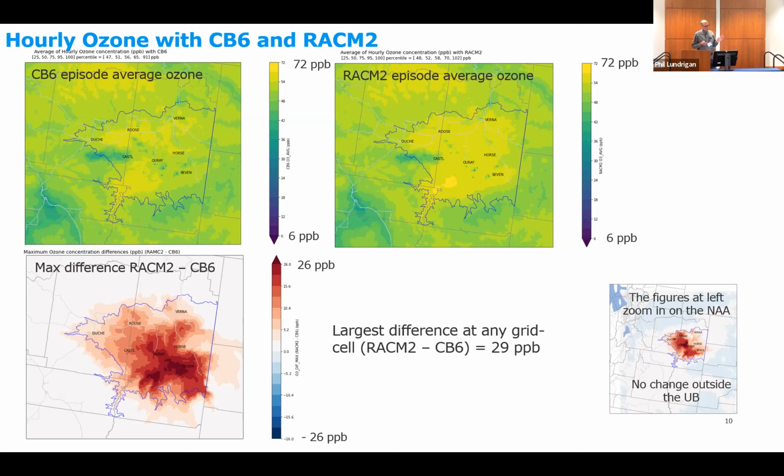The 2 figures at the top show the episode average hourly ozone with CB6 and RACM2. The RACM2 figure, you can see it's a little more yellow, so there's slightly more ozone, and that's borne out by the difference at the bottom. And it can be up to 29 ppb more ozone at one place in 1 hour. So, that is a difference.